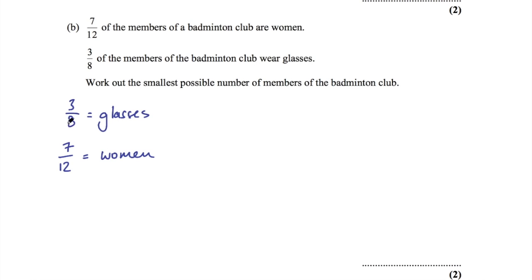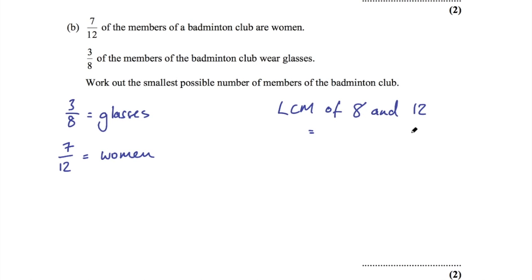So there could not be 8 people in the club, because then this fraction would not give a whole number. So 7 out of 12 of 8 is not a whole number. Similarly, we couldn't have 12 people in the club because 3 out of 8 of 12 people is not a whole number either. So what we want is the lowest common multiple of 8 and 12.